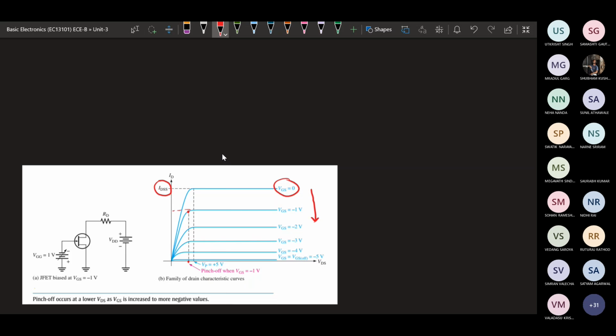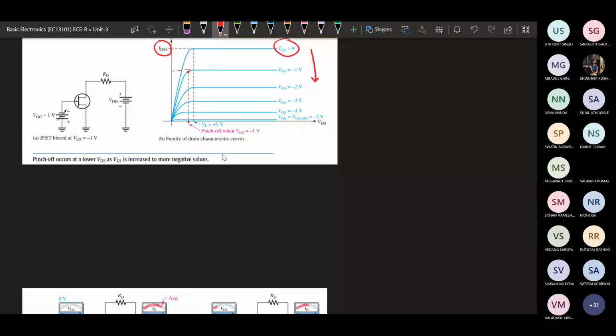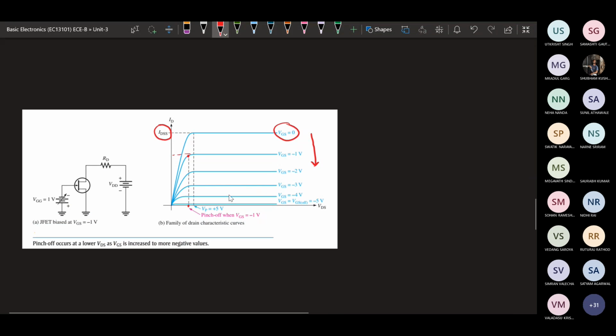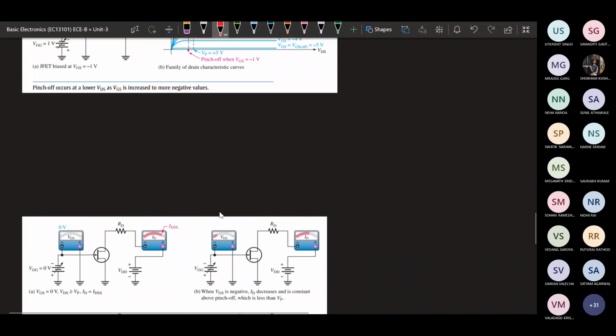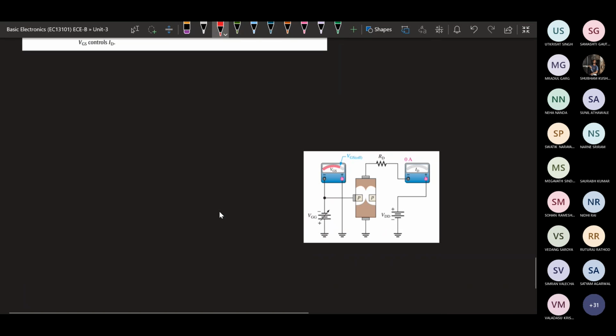This is the curve when we have different VGS on the negative side. We will correlate the two points, like how this changes in the case of pinch off and in the case of cutoff. So we have two different points.